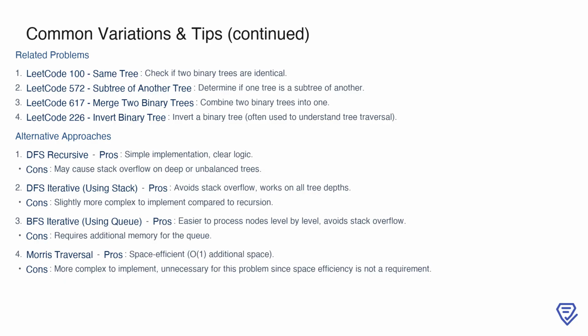As for alternative approaches, a recursive DFS is a popular choice due to its simplicity and clear logic, though it may cause stack overflow on deep or unbalanced trees. An iterative DFS using a stack avoids this issue and works well for trees of any depth, though it is slightly more complex to implement. BFS, which uses a queue, is another solid option if you prefer processing the tree level by level, but it does require extra memory for the queue. Lastly, Morris traversal is a space-efficient approach with O(1) additional space, but its complexity makes it unnecessary for this problem, where space optimization is not a primary concern.